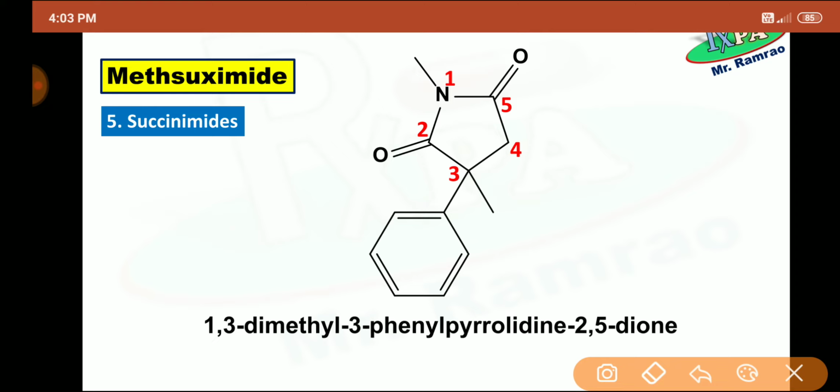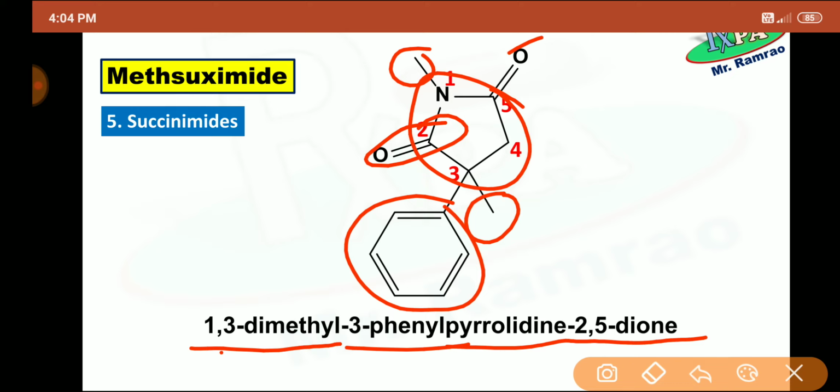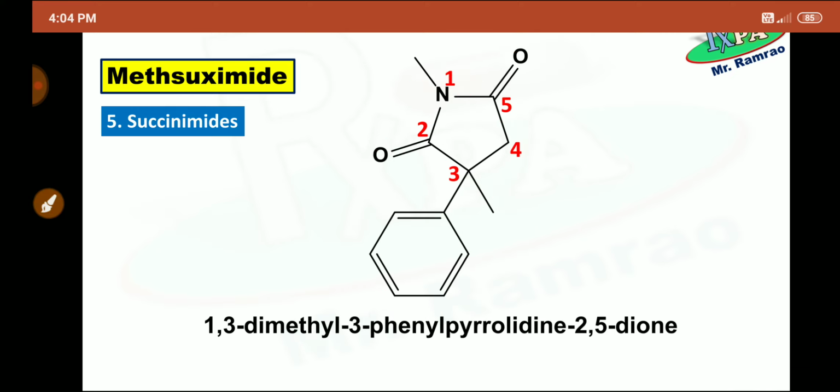Now we'll see how the IUPAC name is given. 1,3-dimethyl: on the first and third positions methyl groups are there, 2 methyl groups, therefore 1,3-dimethyl. 3-phenyl, 1 phenyl group at the third position. Pyrrolidine-2,5-dione. So this is the IUPAC name of methosuximide.